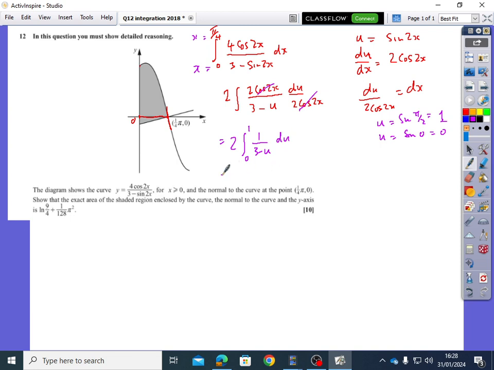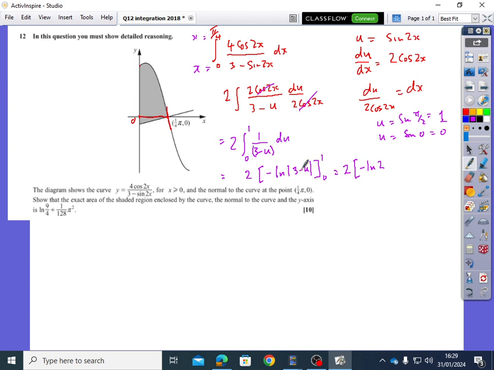this is a straightforward integral to do. You just put 2 in here, it'll be ln, because that is a power of 1, so that will be ln of modulus 3 minus u, then divided by the differential, which is minus 1, and those are the limits 1 and 0. Okay, so now if I put the limits in, first of all, if I put the 1 in there, 3 minus 1 will be 2, so that'll be minus ln of 2.